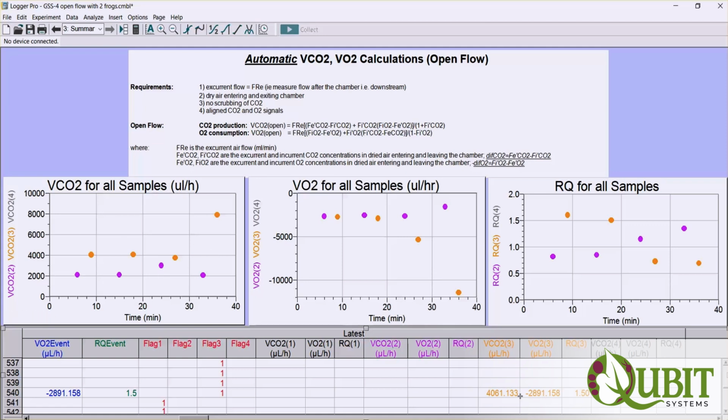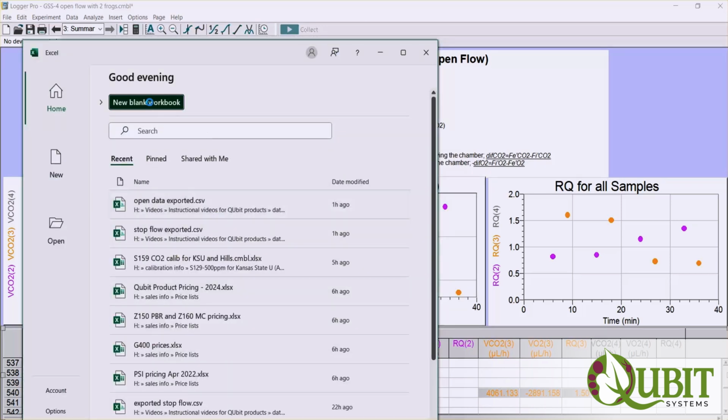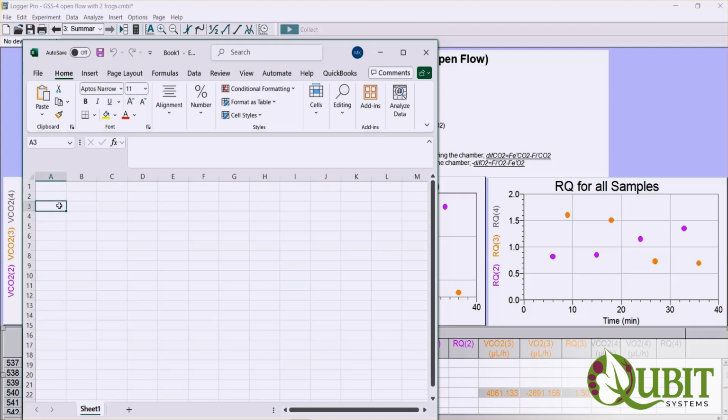Now one can copy and paste this data into Excel. For example, I'll show this by just pressing Control C in Logger Pro, and then you open a new workbook and press Control V to paste your data. The titles of the columns do not come across, so you have to type them in: VCO2, VO2, and RQ. And you just copy and paste the data of interest into your spreadsheet here, and then do appropriate analysis.